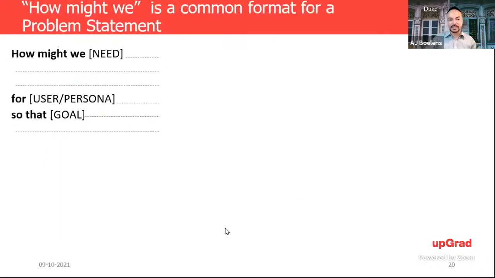So what's a problem statement? How might we statements are the most common format. So how might we address a need or create a solution for our persona, and then critically so that we have a particular outcome? So let me give you some examples here.